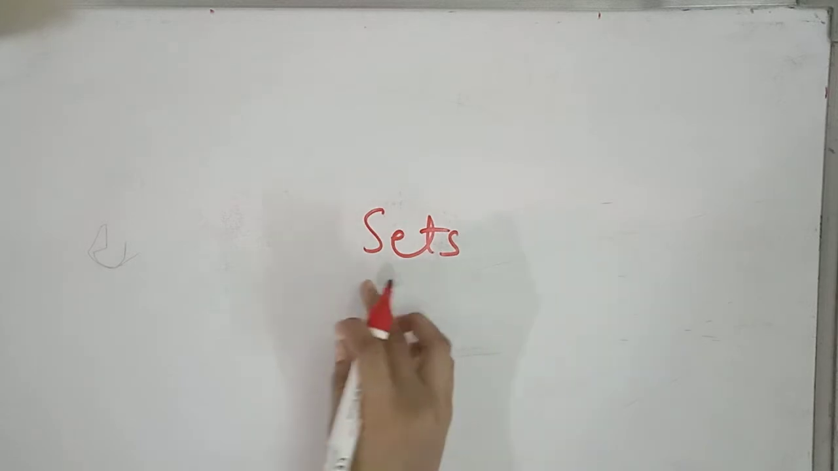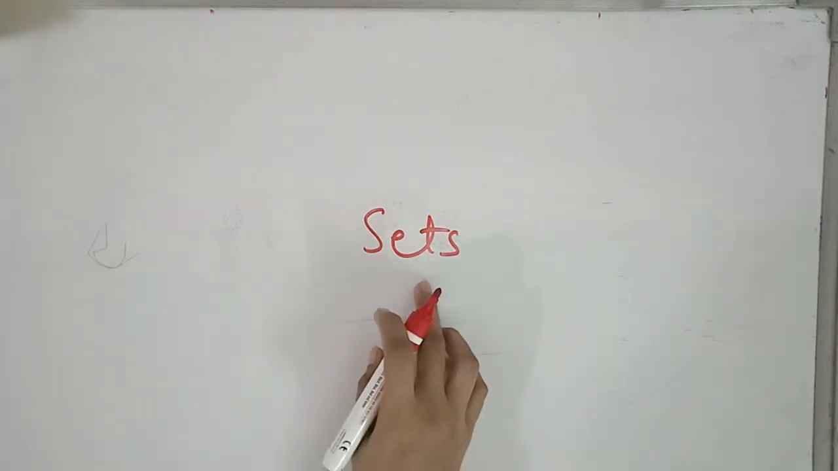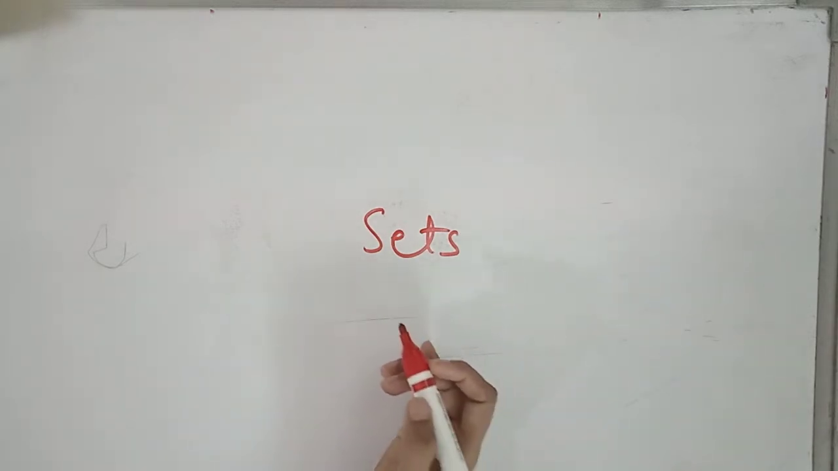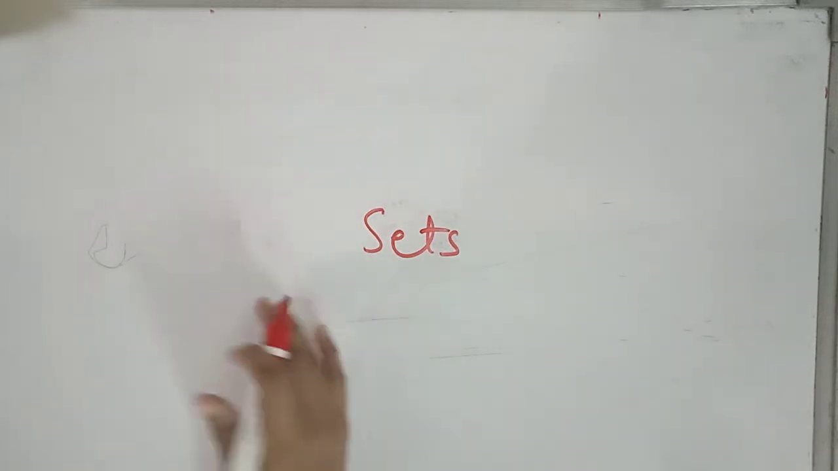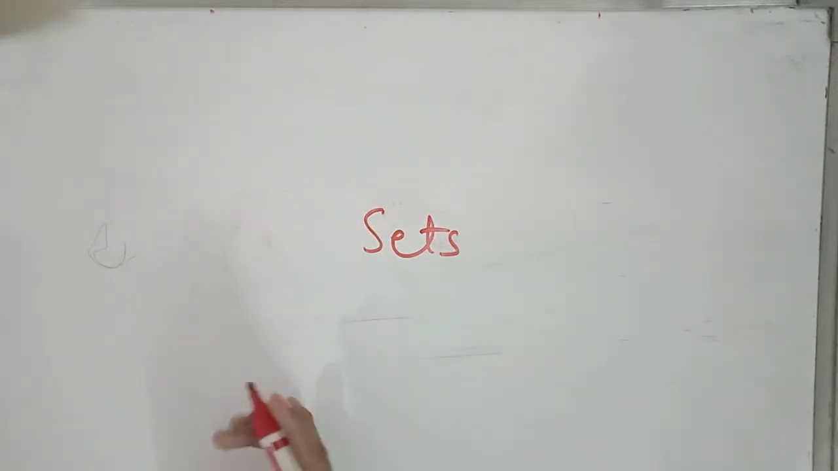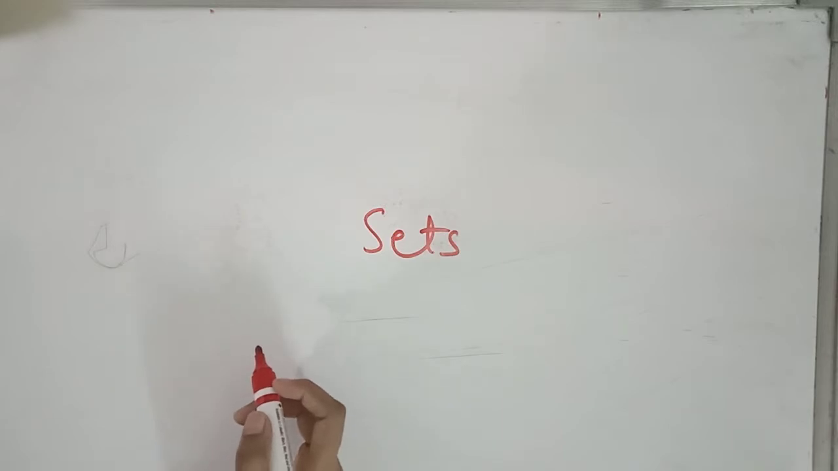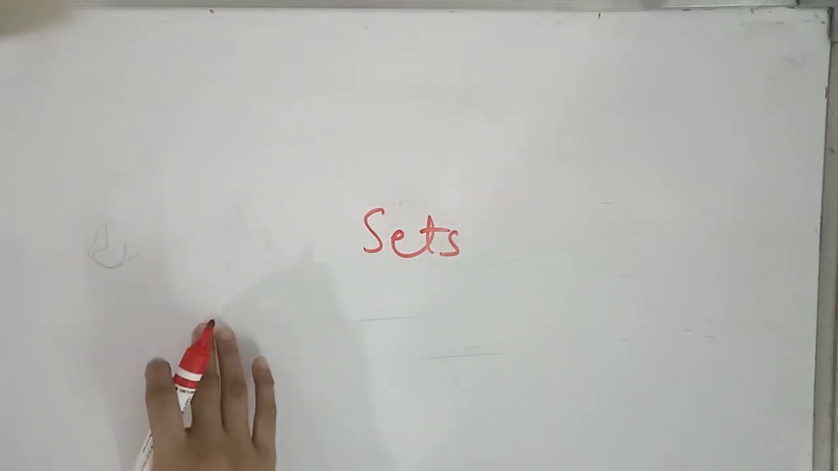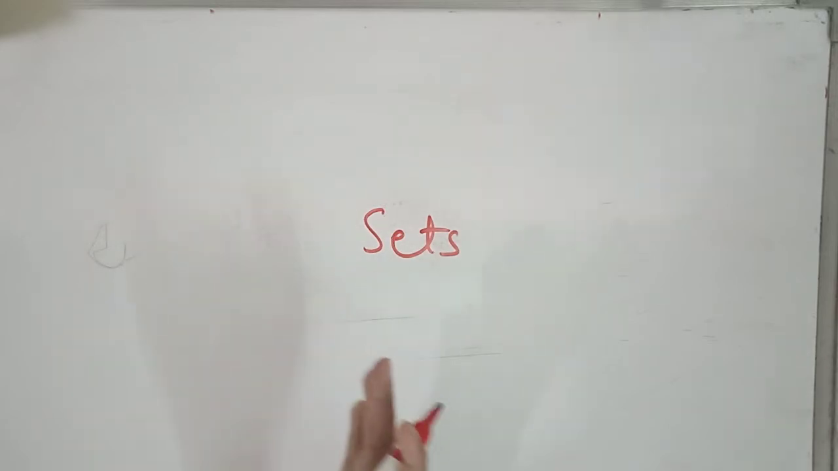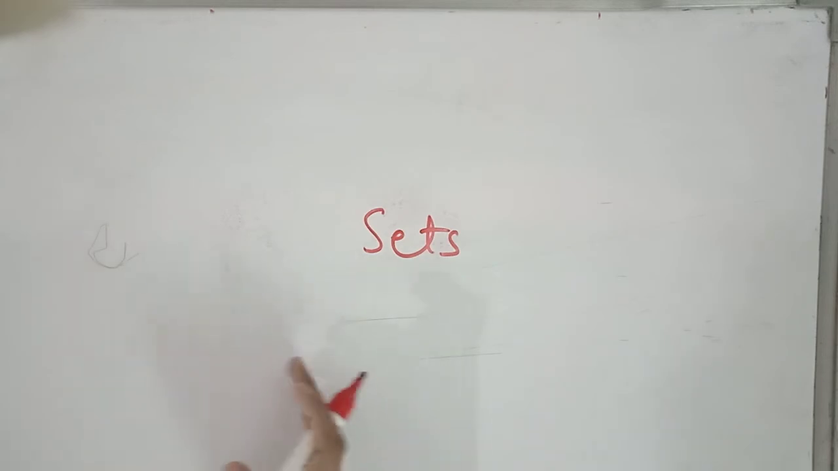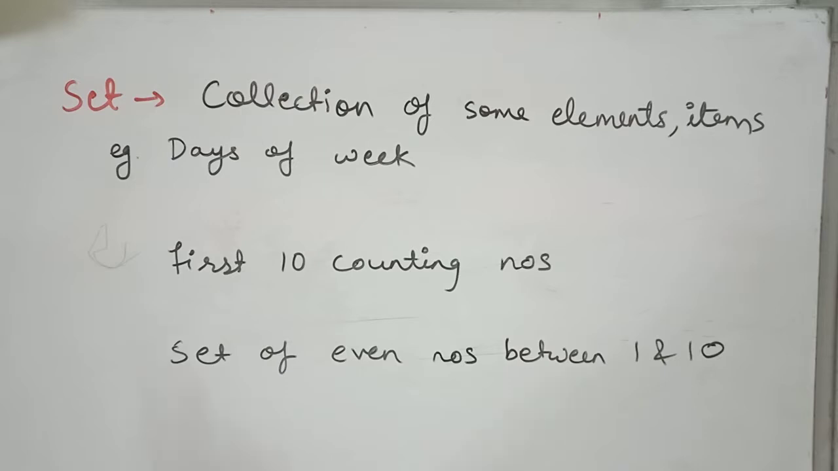Hello friends, today our topic is sets. In this video, I'm going to explain the definition of sets. There are two methods to represent the set, that is listing method or roster method and rule method or set builder method. Let's start with the definition of set.